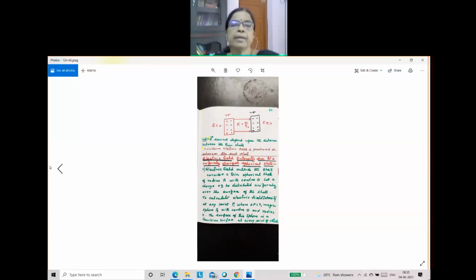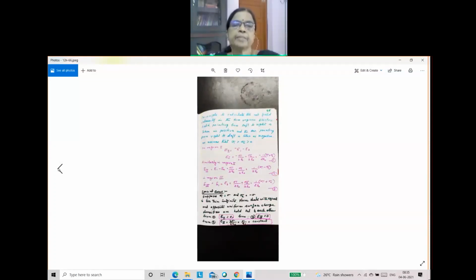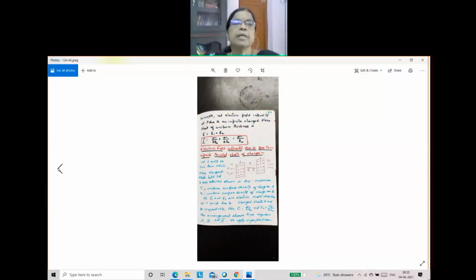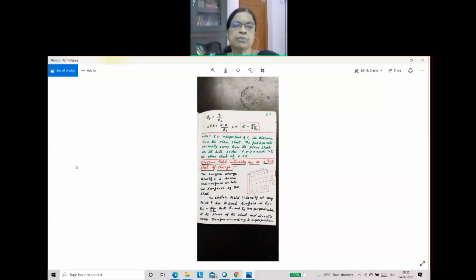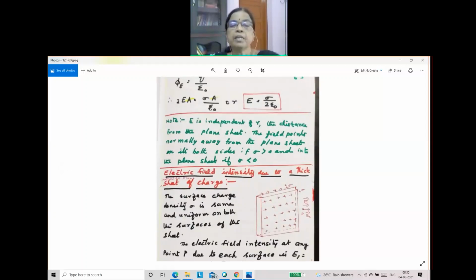Sigma by epsilon 0. So this is what we have done. 2 into A, EA equal to sigma by epsilon 0. Then A gets cancelled. We get E equal to sigma by 2 epsilon 0. This is what we have done.